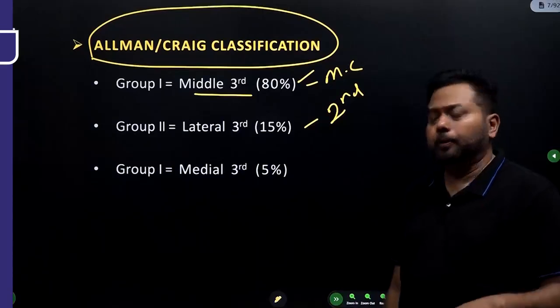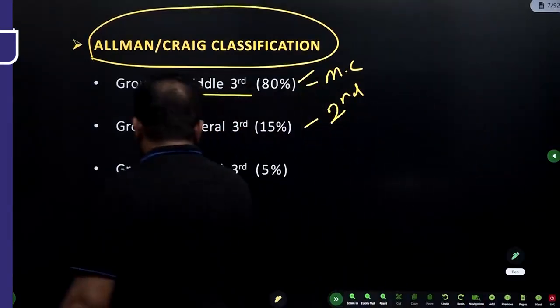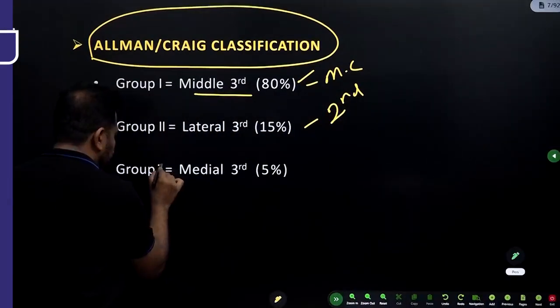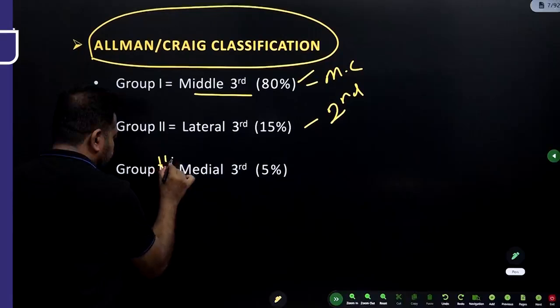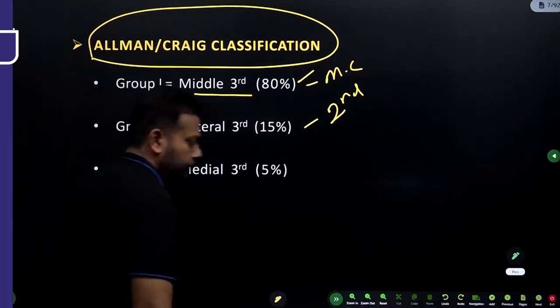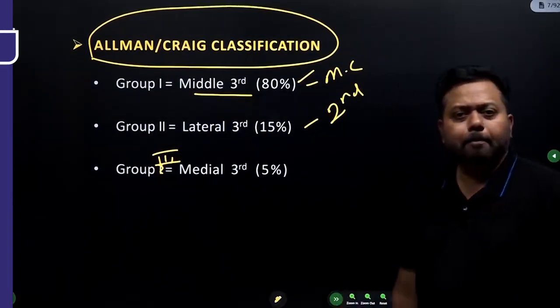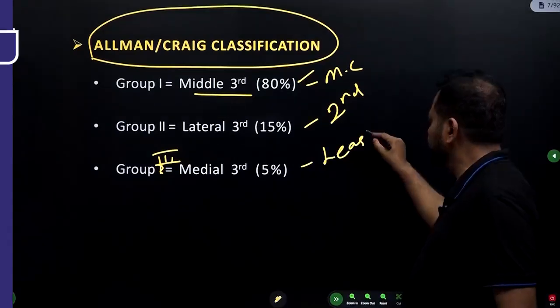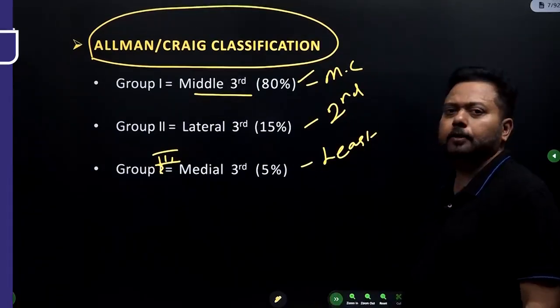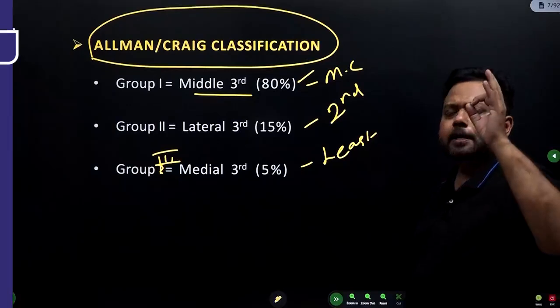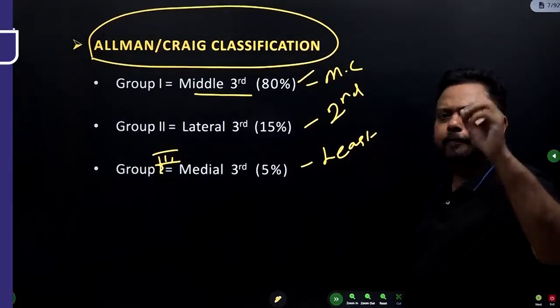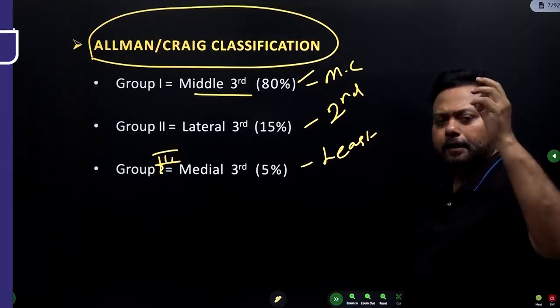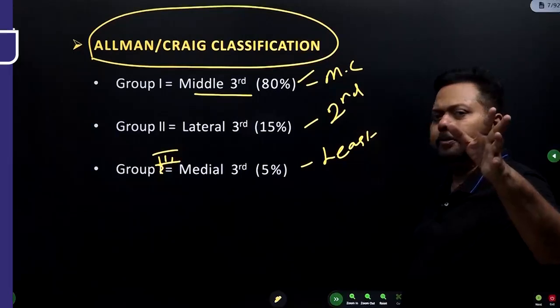Okay. Group 3, this is group 3. This is not group 1. Group 3, medial most end of the clavicle. This is the least common. Okay. This is the incidence. Clavicle fracture happens 80% middle third, 15% lateral third, only 5% medial third.